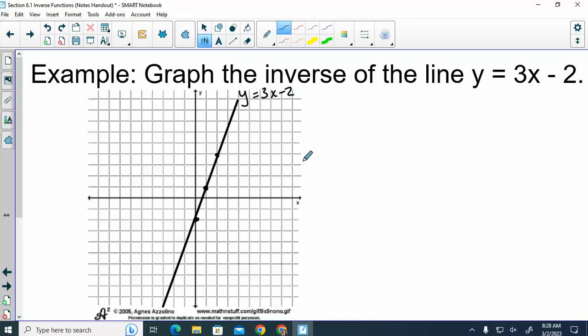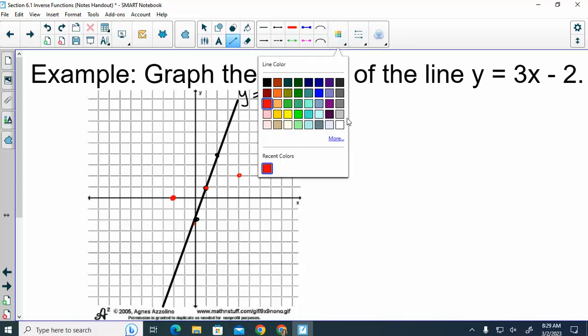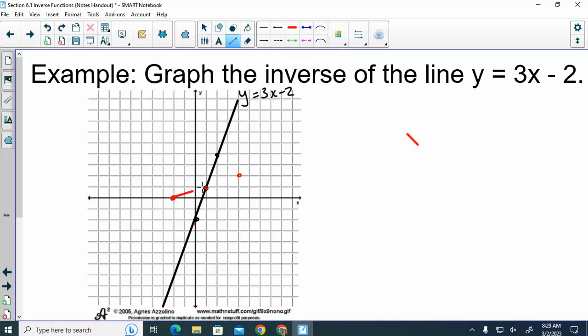Okay, if I wanted to graph the inverse, all we have to do is take these points. This is the point 0, negative 2. So what point would be on my inverse? Negative 2, 0. Okay, this is 1, 1. So on my inverse, it's still 1, 1. This is 2, 4. So on my inverse, that would be 4, 2. All right, so then if we graph that line, I just flipped all my ordered pairs to get points.